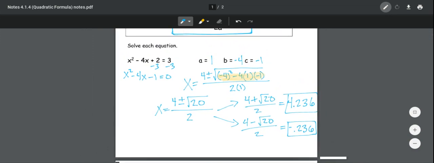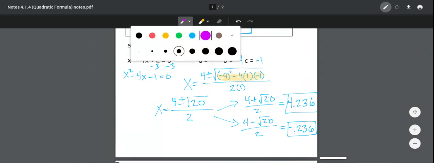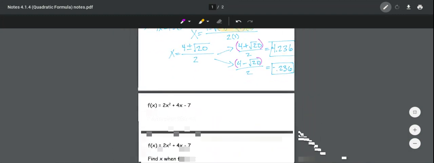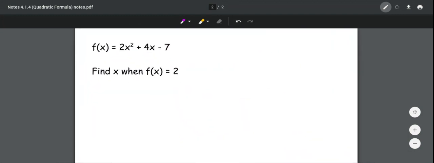That is how I want you to solve for the quadratic formula. If you are pushing all of this in your calculator, you need to make sure you put that in parentheses. Otherwise, you're going to not get the right answer. It's only going to divide by 2. The square root of 20 is going to only divide by 2, and then you're going to get a wrong answer. So just make sure you're putting in your calculator correctly. Otherwise, you get the wrong answer, which we don't want.